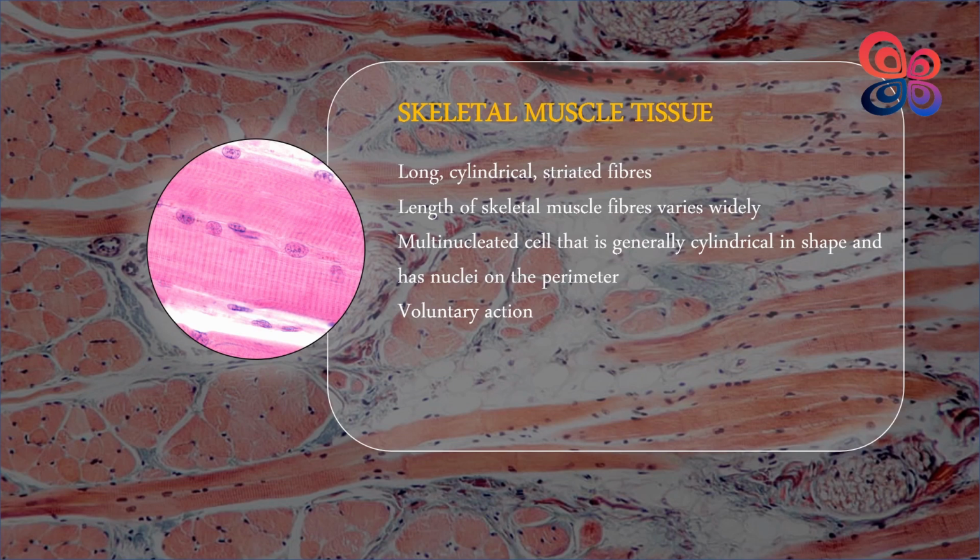Skeletal muscle is regarded as voluntary because it may be consciously controlled to contract or relax. Often, tendons connect the muscle to the bones. The functions include posture, movement, heat production, and protection.